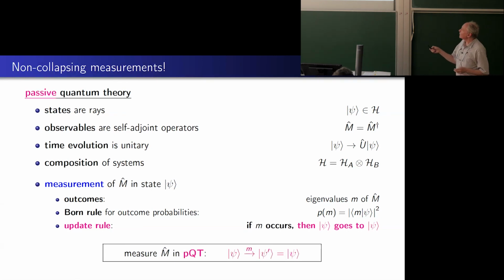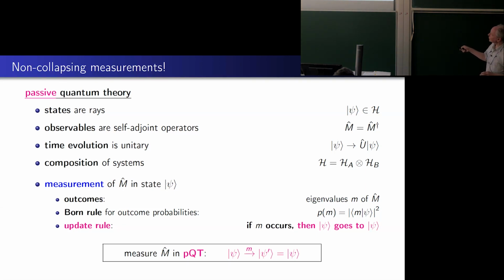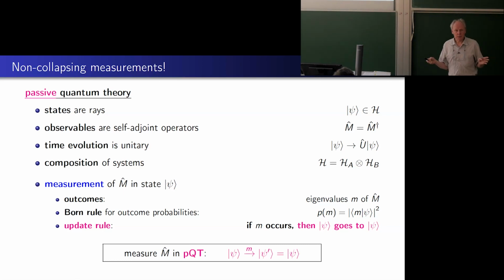And that is now my passive quantum theory, which has, as explained, the first axioms up to the Born rule identical to the ones of standard quantum mechanics. But we assume if we perform this measurement on psi of M, the state actually goes to itself. So it doesn't change, right? Logically, these axioms are independent of each other. I can make this assumption here.